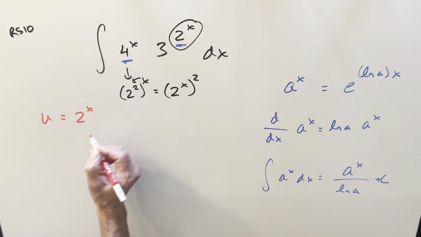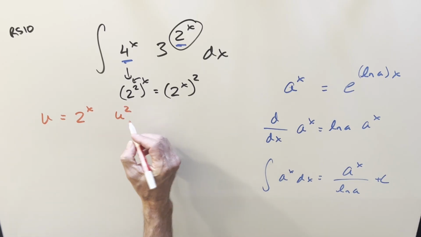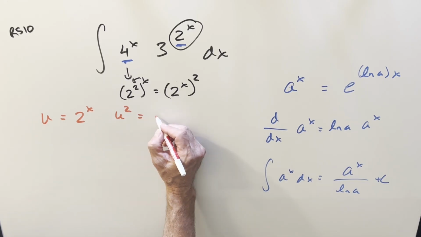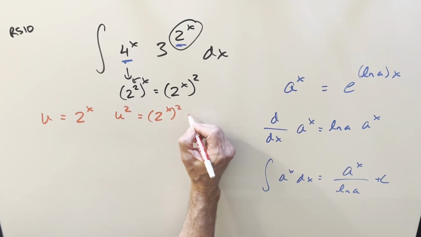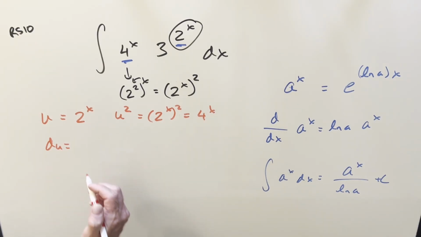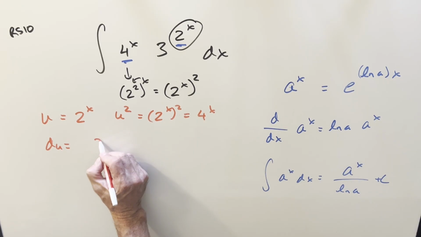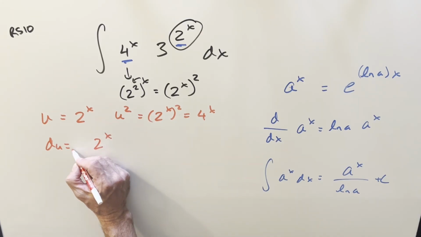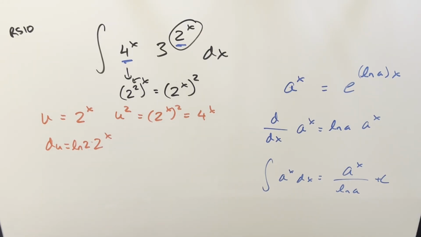We can have u equals 2 to the x, and just to show it, we'll have u squared is going to be this thing, which is the same thing as this. Take a derivative here, du, we use this formula. We're going to get back 2 to the x with an ln2 in front. So now we'll go ahead and substitute and see what happens.